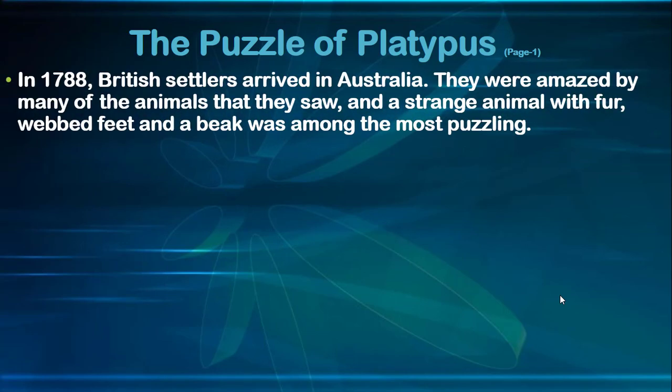In 1977, British settlers arrived in Australia. They were amazed by many of the animals that they saw, and a strange animal with fur, webbed feet, and a beak was among the most puzzling. Dear students, remember one thing: Australia is the country where you can see most of the strange animals, just like the one you are going to study in this chapter, in the first lesson, the platypus.